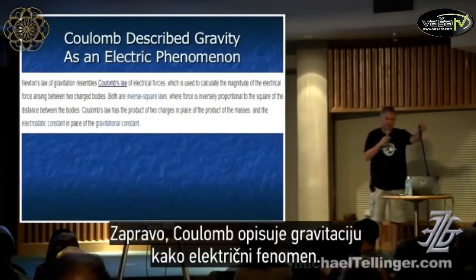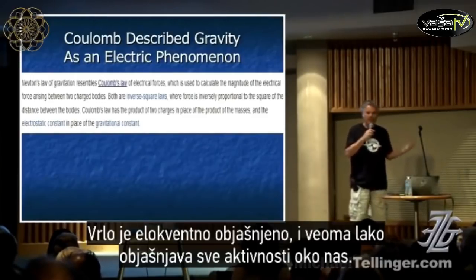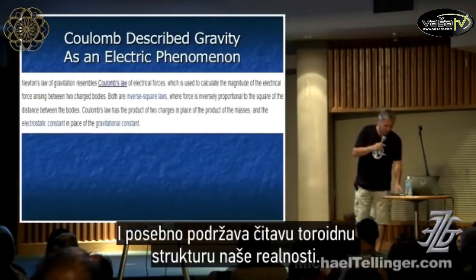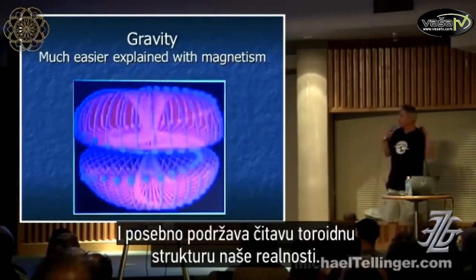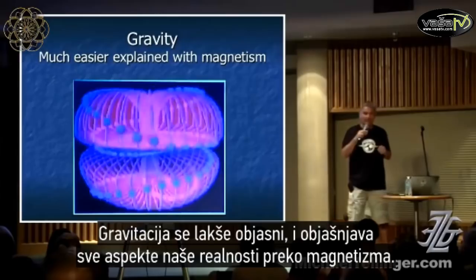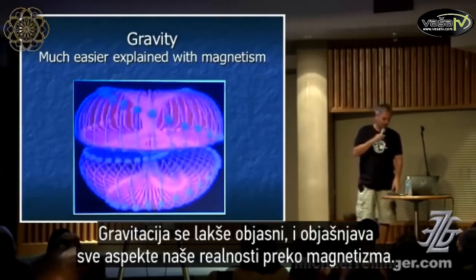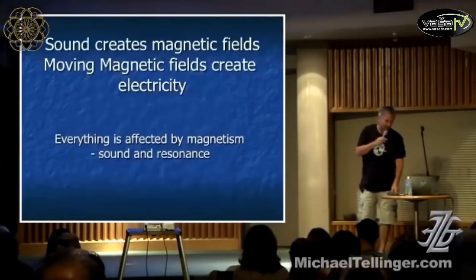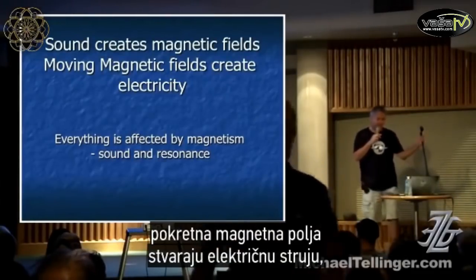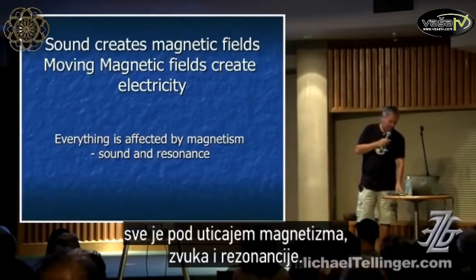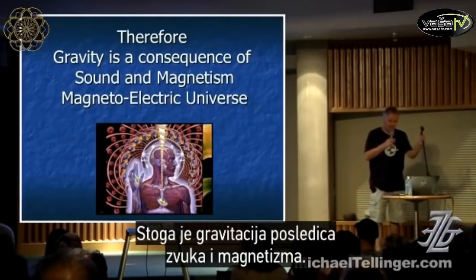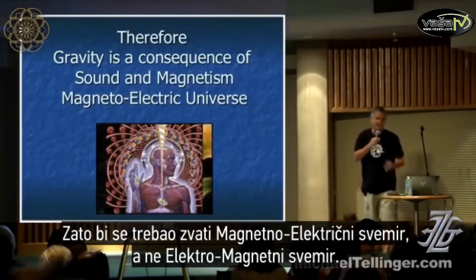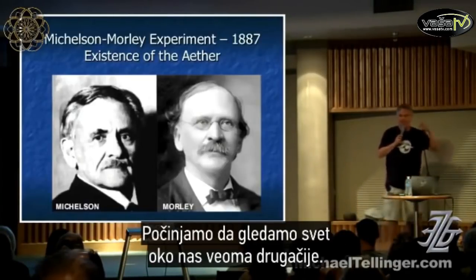In fact, Coulomb describes gravity as an electric phenomenon. And it's very eloquently explained and very easily explains all the activities around us, especially supporting the whole toroidal structure of our reality. Gravity is much easier explained, and explains all aspects of our reality, through magnetism and not through this invisible, undefinable thing called gravity. Sound creates magnetic fields, moving magnetic fields create electricity. Everything is affected by magnetism, sound and resonance. And therefore gravity is a consequence of sound and magnetism, and this is why it should be called the magneto-electric universe and not the electromagnetic universe. And we can start looking at the world we find ourselves in very, very differently.